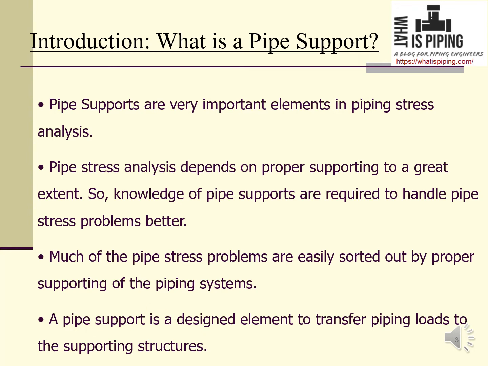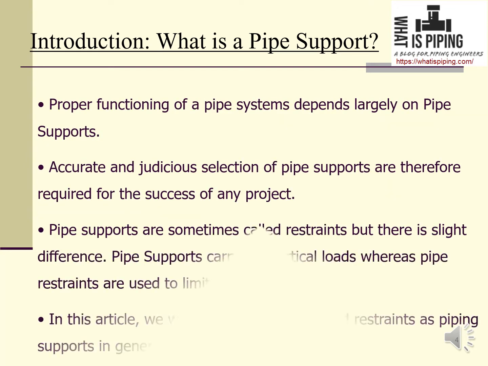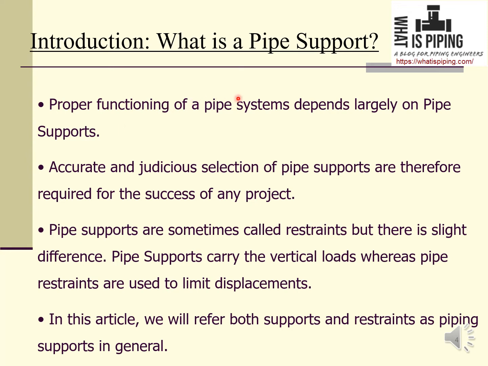A pipe support can be defined as a designed element that transfers the piping loads to the supporting structure. So, in between piping and supporting structure, there will be supports or pipe supports. Proper functioning of a pipe system depends largely on pipe supports. So these are the pipe supports which will help the piping system to work in a proper way.